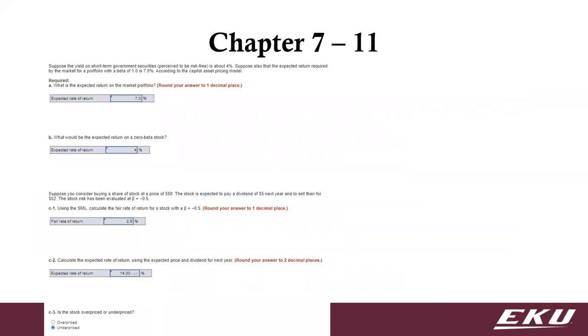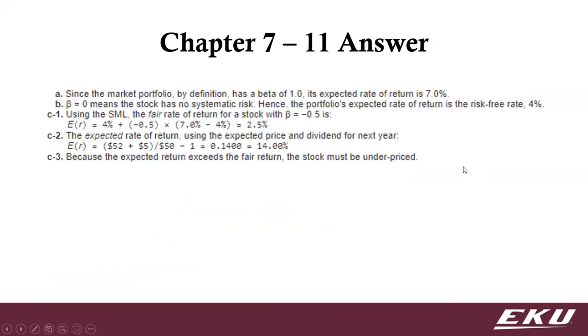Okay, and this is the last one that it sets up. If you have a zero beta, you expect to get the risk-free rate of return. If you have a beta of 1, you expect to get the market rate of return. So then they give you some other betas that we can put in. A negative beta would be less than the risk-free rate. And here's how we calculate those.